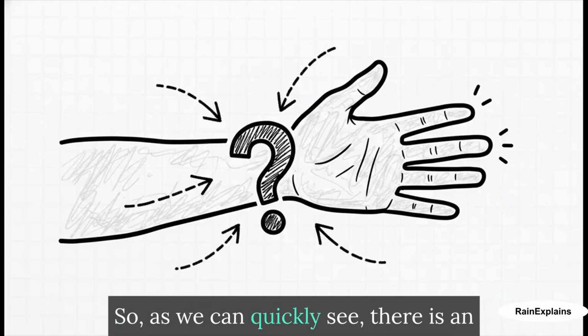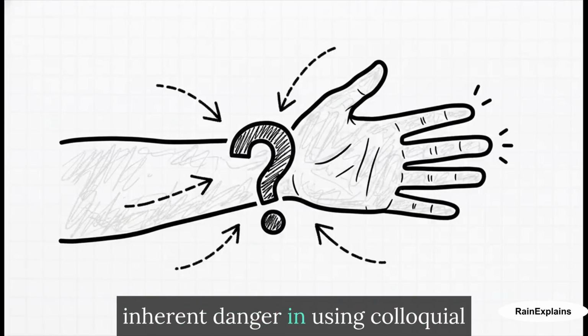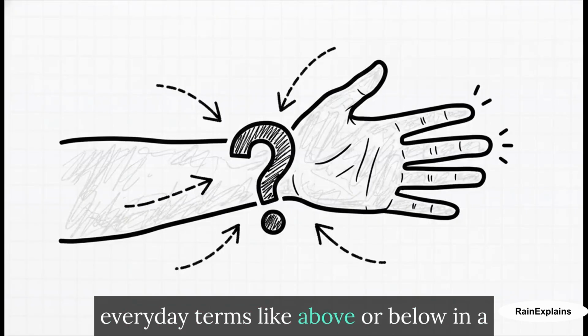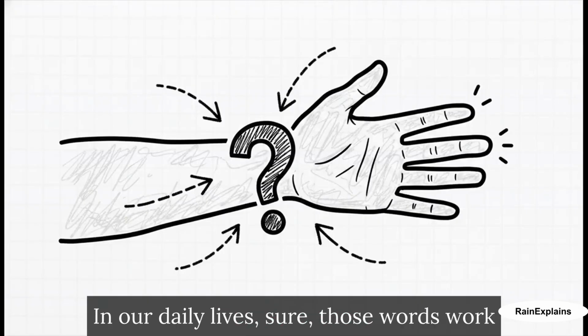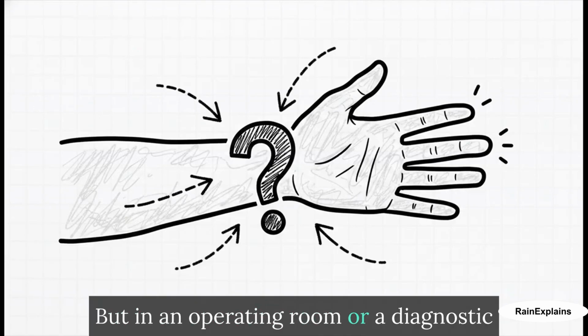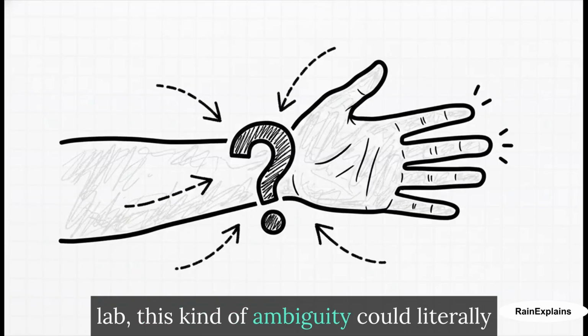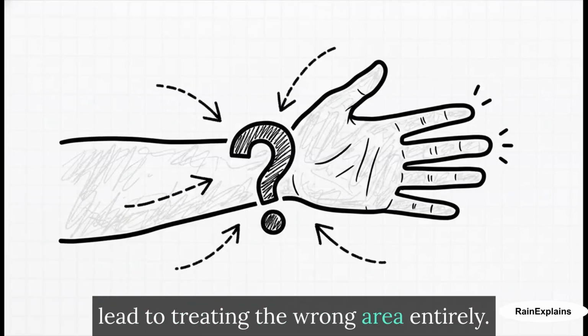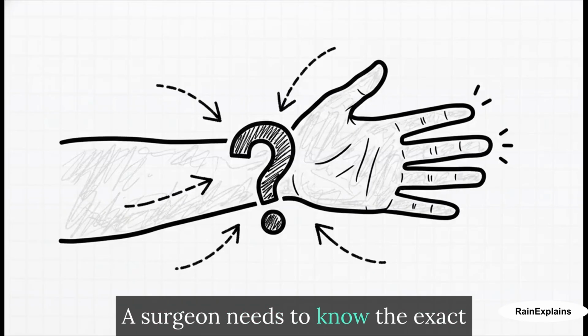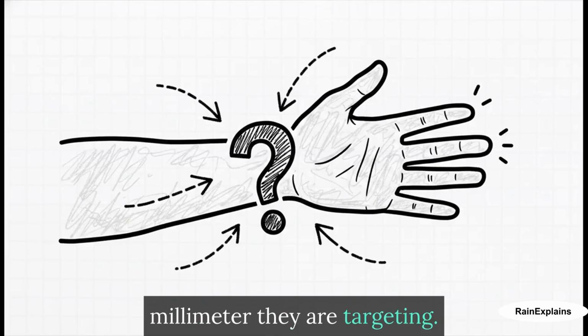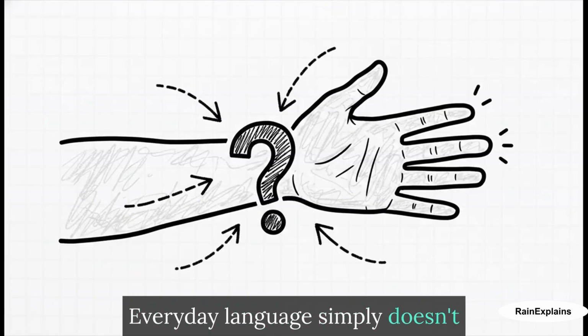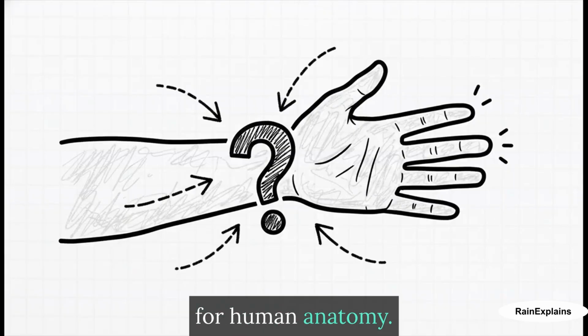So, as we can quickly see, there is an inherent danger in using colloquial, everyday terms like above or below in a clinical setting. In our daily lives, sure, those words work just fine. But in an operating room or a diagnostic lab, this kind of ambiguity could literally lead to treating the wrong area entirely. A surgeon needs to know the exact millimeter they are targeting. Everyday language simply doesn't possess the rigorous precision required for human anatomy.